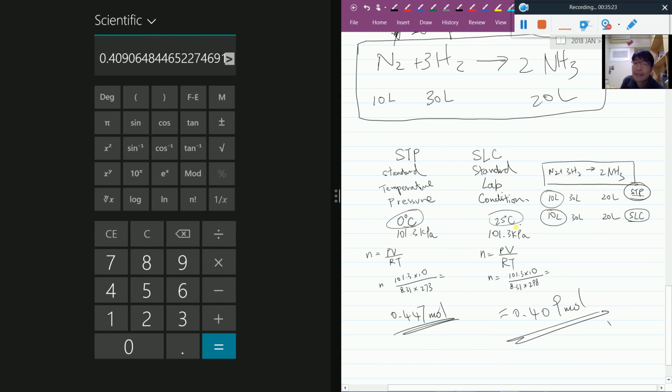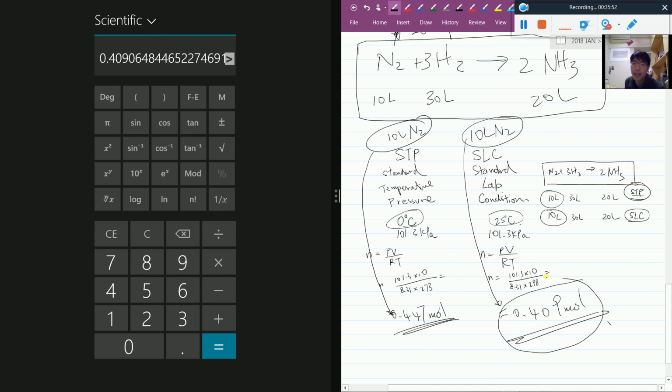Right? Does it make sense to you now? For 10 liters of nitrogen gas at STP, it has 0.447 mole in it. For exactly the same 10 liters of nitrogen gas at a higher temperature, because gases expand when it's hotter, you would expect the same volume to have slightly fewer moles in there.